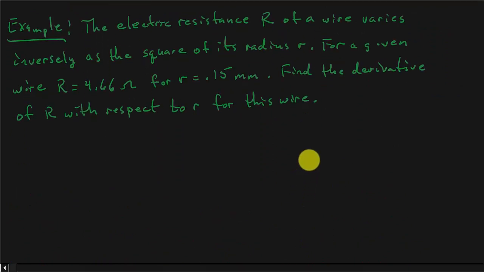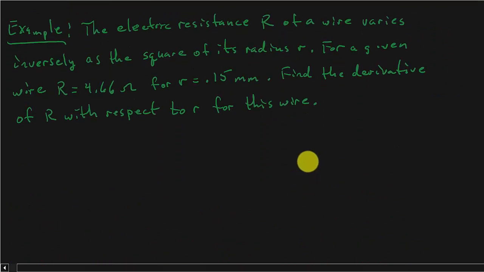Okay, so let's look at this. It says the electric resistance R of a wire varies inversely as the square of its radius r. For a given wire, big R is equal to 4.66 ohms for little r, the radius, equals 0.15 millimeters. Find the derivative of R, big R, with respect to little r for this wire. So all they're wanting us to do here is find the derivative of big R with respect to little r. All right?